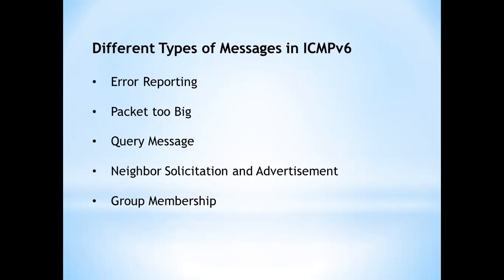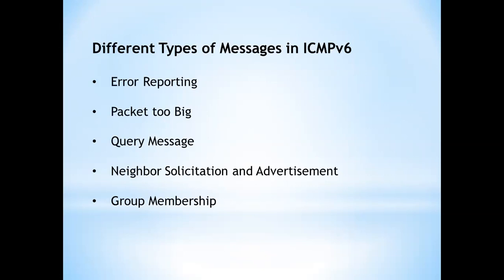Similarly, ICMPv4 messages in ICMPv6 are divided into two classes: error reporting messages and query messages. However, each category has more types of messages in ICMPv6 compared to ICMPv4. Error reporting messages: ICMPv6 can handle the following types of errors: destination unreachable, packet too big, time exceeded, parameter problem, and redirection.